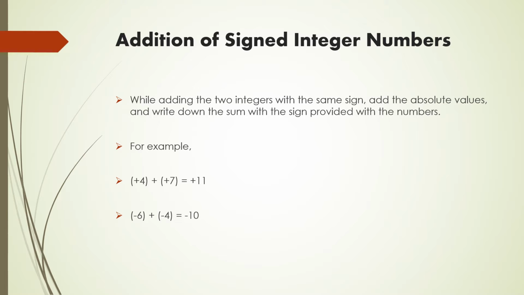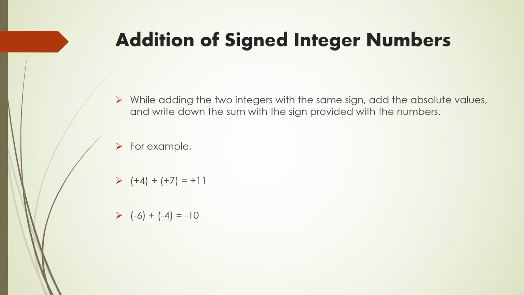Now we will discuss the addition of integers. Addition of integers is the same as addition of whole numbers but with negative integers. There can be two scenarios in which we can add integers. One in which both of the integers have the same symbol or sign, and the second scenario in which both of the integers have different signs.